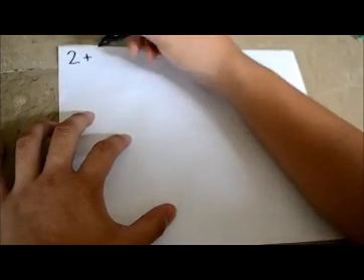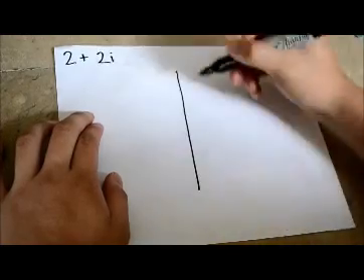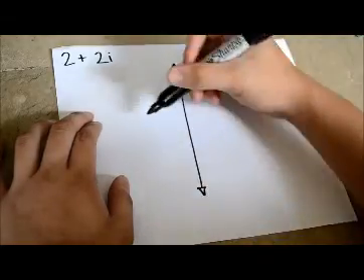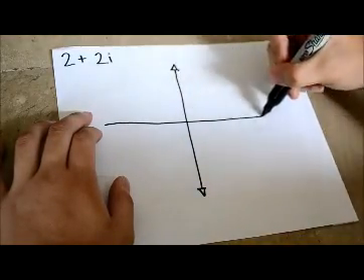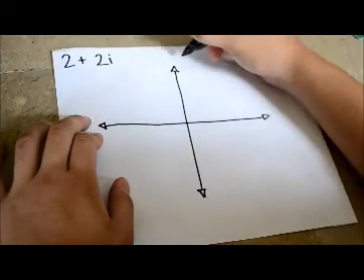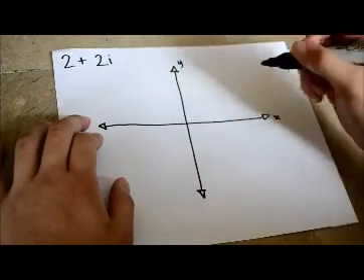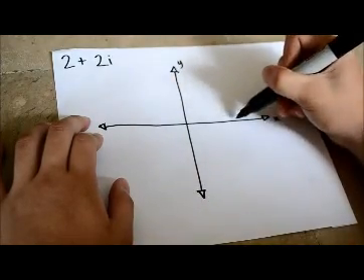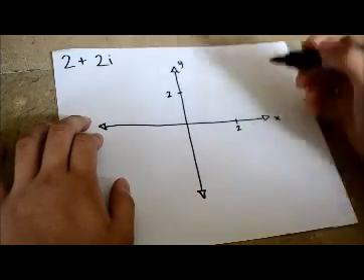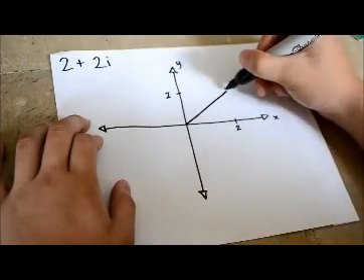For example, we are given 2 plus 2i. We begin by drawing the Cartesian plane, of which the x-axis represents its real component, while the y-axis represents its imaginary component. We then find its coordinates, 2 and 2, and then we draw the corresponding vector.